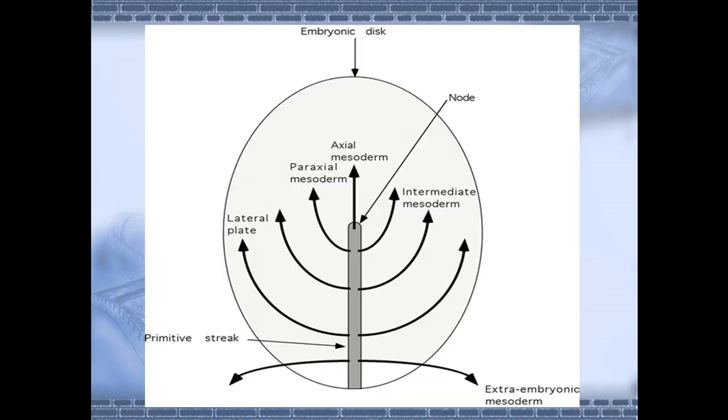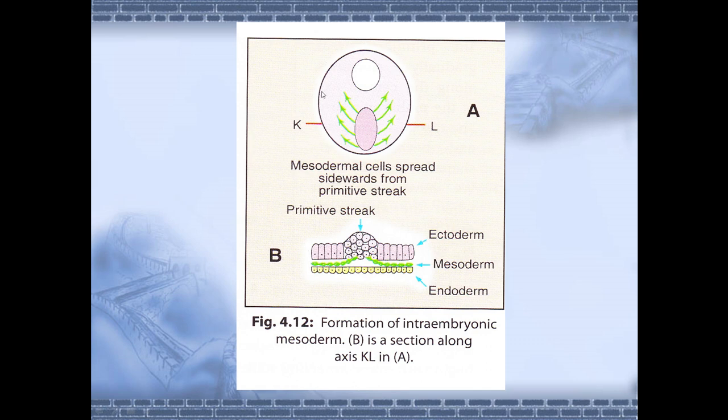You can see the slide. This is the primitive streak, and the cells proliferate, forming the mesoderm. You can see, and the mesoderm is of three types: paraxial mesoderm, intermediate mesoderm, and the lateral plate mesoderm, from the primitive streak. One more diagram. You can see the proliferation. The mesodermal cells are spreading sideways from the primitive streak. Here is the primitive streak.